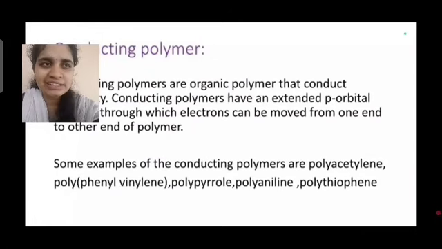Conducting polymers are organic polymers that conduct electricity. Conducting polymers have an extended p orbital system through which electrons can be moved from one end to the other end of the polymer. Some examples of the conducting polymers are polyacetylene, polyphenylenevinylene, polypyrrole, polyaniline, polythiophene.